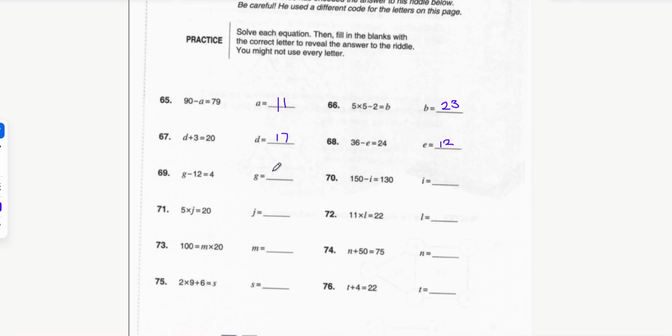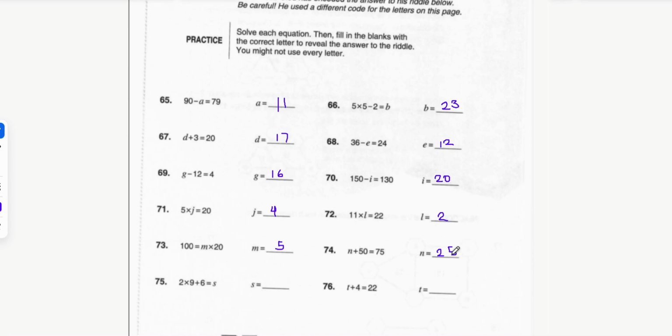G equals 16. 150 minus I equals 130. 150 minus 130 is 20. 5 times g equals 20. 20 divided by 5 is 4. 11 times L equals 22. 22 divided by 11 is 2. 100 equals m times 20. M equals 5. N plus 50 equals 75. N equals 25.